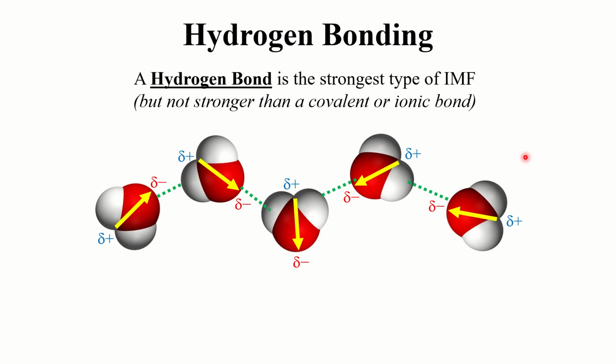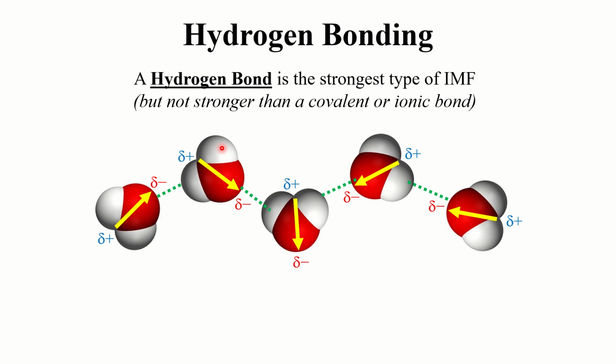We're going to start with the strongest, hydrogen bonding. A hydrogen bond is the strongest type of intermolecular force. Now, it is not stronger than a covalent or ionic bond. As we saw a couple slides ago, it's actually still quite a lot weaker than a covalent bond. But it is the strongest type of intermolecular force. So this would be an example of hydrogen bonding.